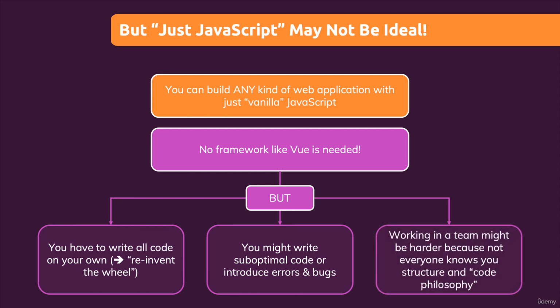Working in a team might also be harder because not everyone knows our code structure, the philosophy behind our code, and how to use our code. And that's why we use something like Vue. It gives us a clear rule set in which we have to work, which everyone in a team has to use, and we don't have to figure out all the small nitty-gritty details like updating a part on the page.